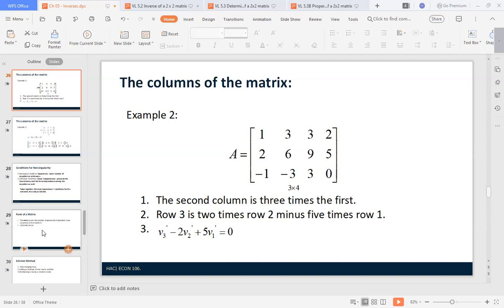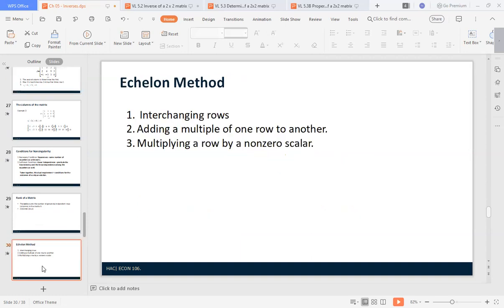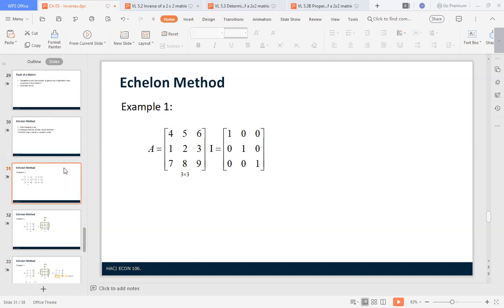Again, we will need to use an echelon matrix by using certain elementary row operations. These are those operations. The first one is we interchange the rows. The second one, we add a multiple of one row to another. Number 3, we multiply a row by a non-zero scalar. So how do we use the echelon method? Let's have this example. So we have matrix A here.